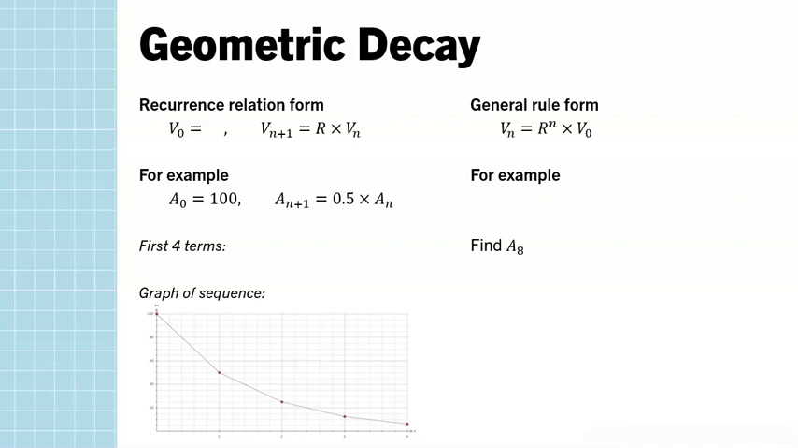Here with our example, A0 is 100, A(n+1) equals 0.5 times An. That's telling us I'm starting with 100. My next value will be 0.5 times the current term, so that gives me 50. Again, 0.5 times the current gives me 25. And finally, 0.5 times 25 is 12.5. So the first 4 terms of our sequence are 100, 50, 25, 12.5.